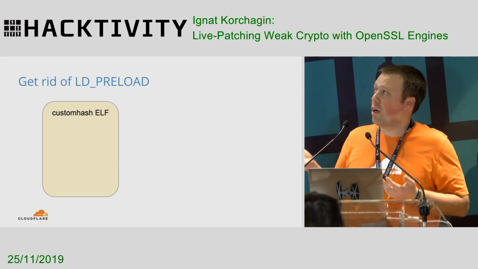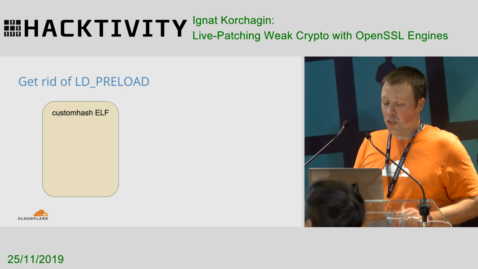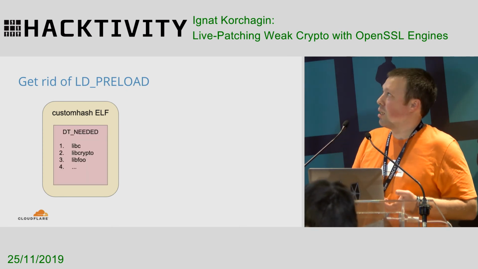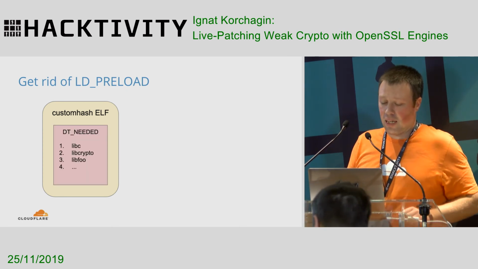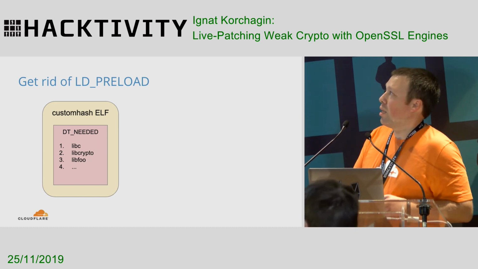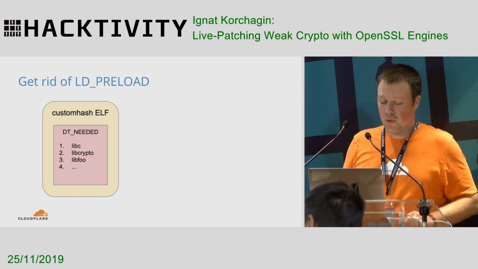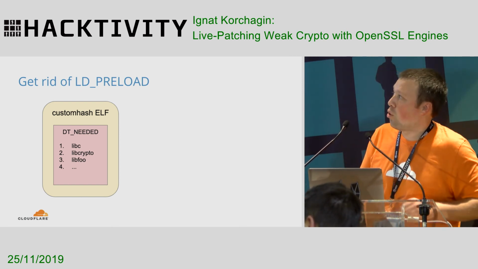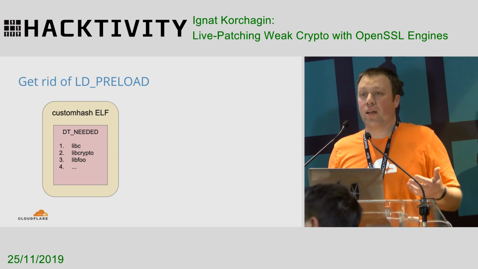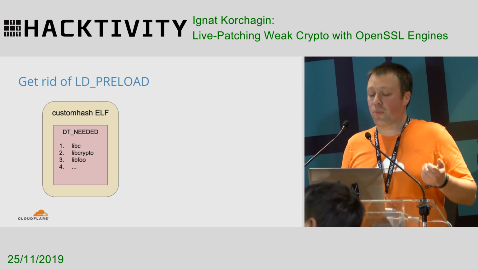So imagine you have our custom hash vendor executable. All executables, at least on Unix-like systems, have a special table called DT_NEEDED, where it lists all the libraries it needs to operate successfully. And we see our OpenSSL there. So that's how the operating system knows which libraries to load when the process starts, right?